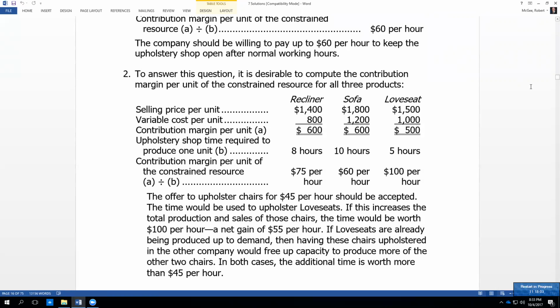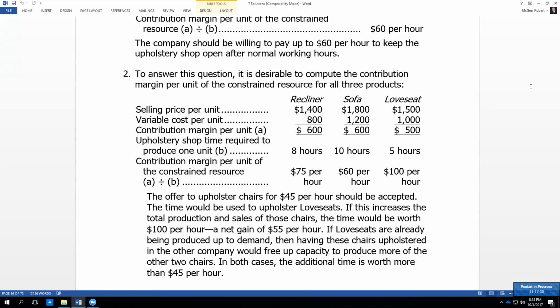So, as you might expect, to answer this question, it's desirable to compute the contribution margin per unit of the constrained resource. So for recliners, 1,400 minus 800 is 600 divided by 8 is 75, and 60 and 100 and so forth. So the offer to upholster chairs at 45 should be accepted. Recliners is the kind of chair, more so than a love seat or something.